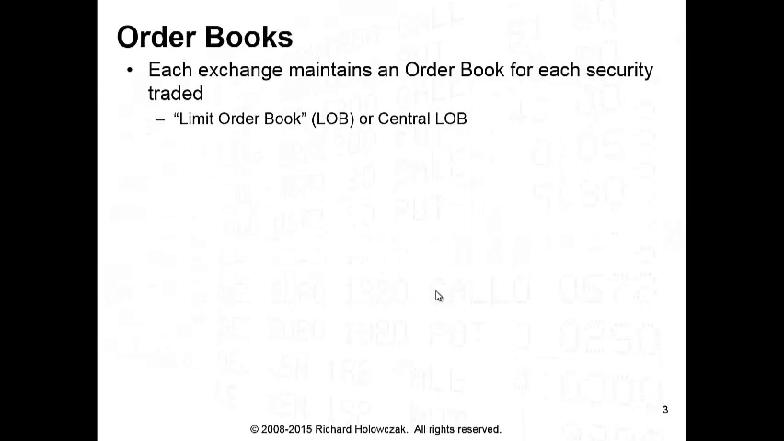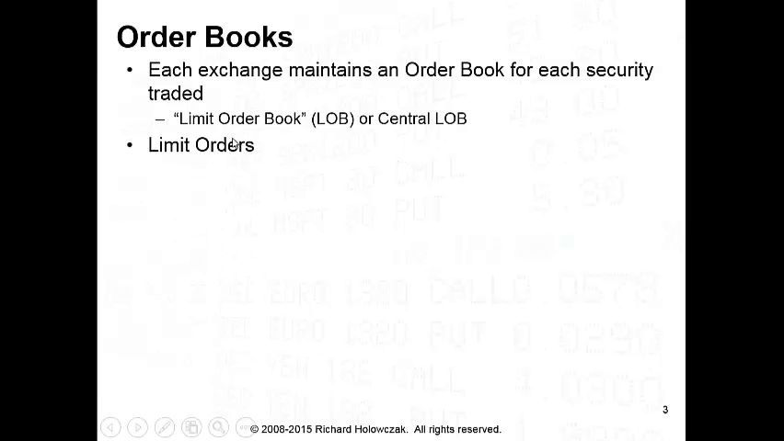So here's a quick review. As you may recall, an exchange will maintain an order book for each security that they trade. So if you think about the New York Stock Exchange trades about 4,000 different stocks, for each of those stocks, they will have an order book. Sometimes that's called a limit order book or a central limit order book.